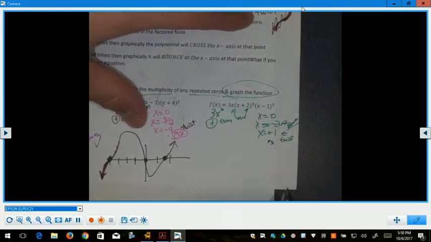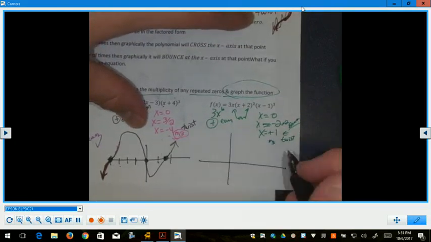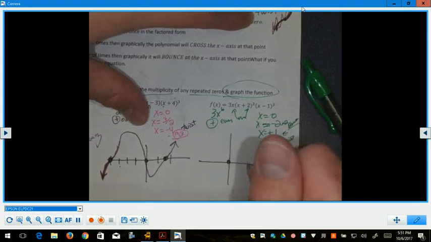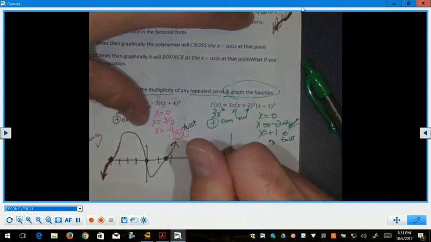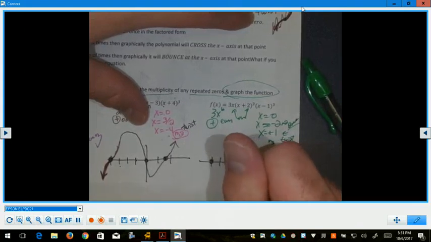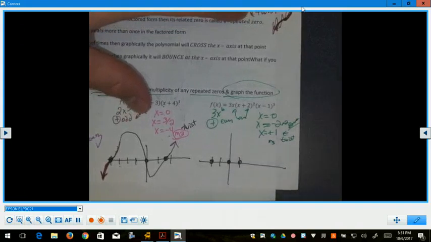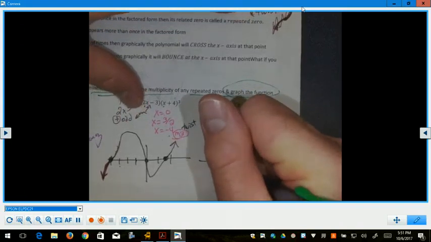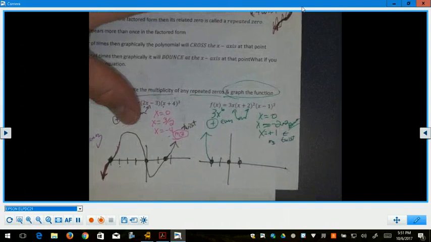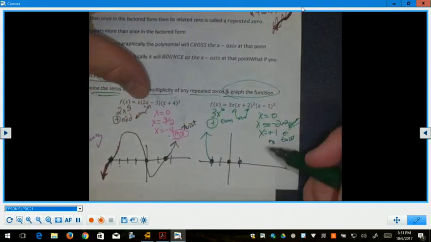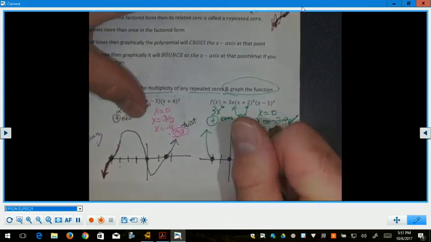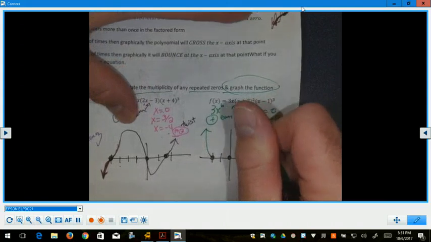So when we go to graph this, we're going to draw our x-axis. We have to make sure we have 0 and negative 2 and positive 1. We know that at negative 2 there's a bounce, so it is going to come up as it goes to the left based on our end behavior. We know 1 is going to have a twist, so it's also going to come up.